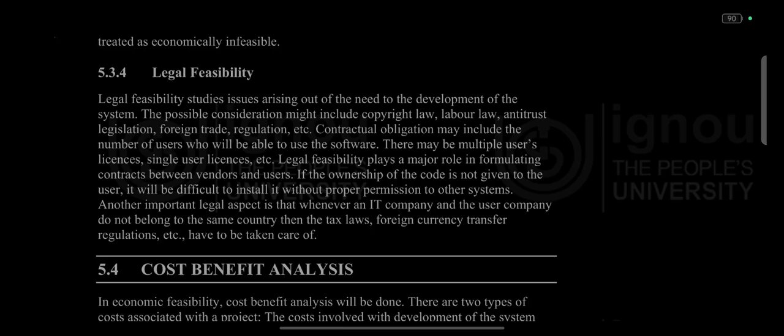Legal feasibility plays a major role in formulating contracts between vendors and users. If the ownership of the code is not given to the user, it may be difficult to install it on other systems without proper permission. Another important legal aspect is that whenever an IT company and the user company do not belong to the same country, then the tax laws, foreign currency transfer regulations, etc., have to be taken care of.